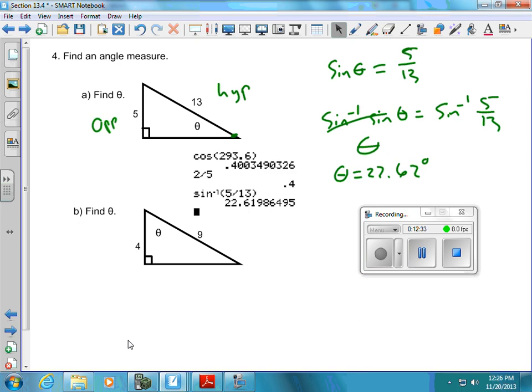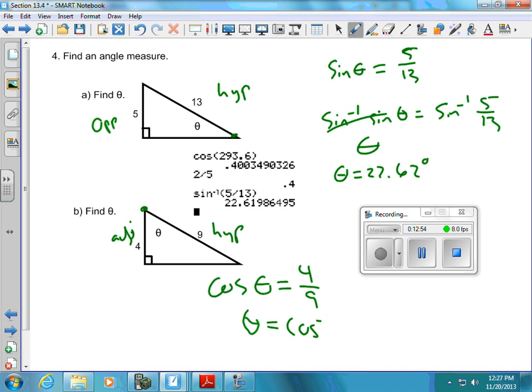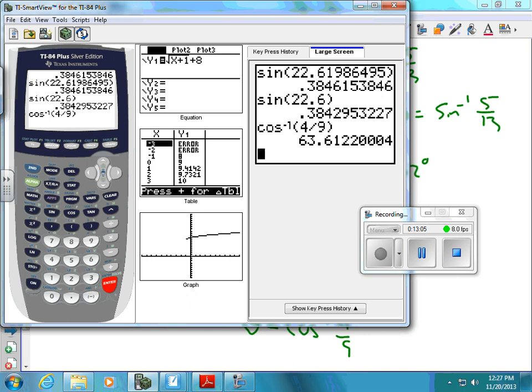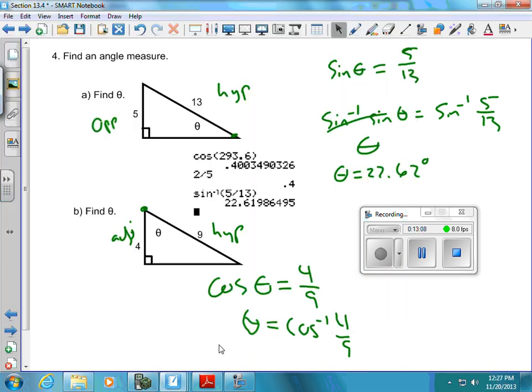Find theta. Let's look at this one. We're standing up in this corner now. This is the adjacent and this is the hypotenuse. The trig function that uses adjacent and hypotenuse is cosine. So cosine of theta equals 4 over 9. We take the arc cosine of both sides, and we get theta equals the arc cosine of 4/9. Second, cosine, 4 divided by 9, and we get 63.6 degrees.